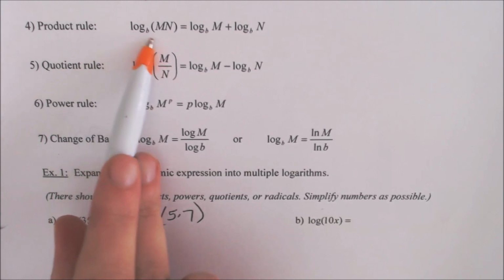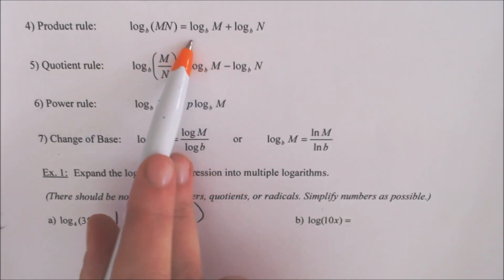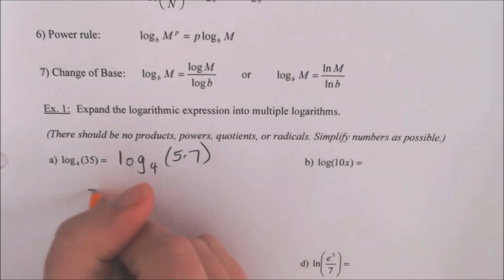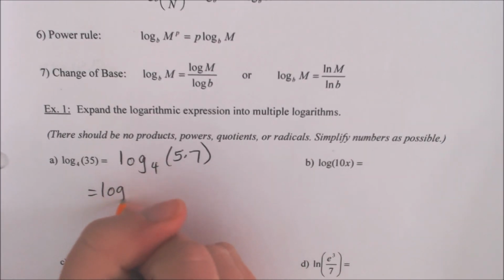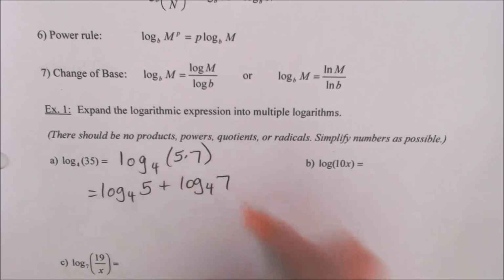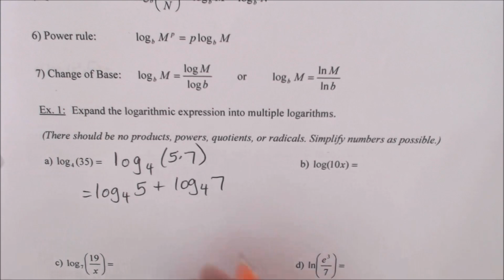And because that's multiplication, I can separate it into two separate logs using the product rule. Log base b of m times n can change to log base b of m plus log base b of n. So if I apply that to this problem, this turns into log base 4 of 5 plus log base 4 of 7. And that's as expanded as we can get.